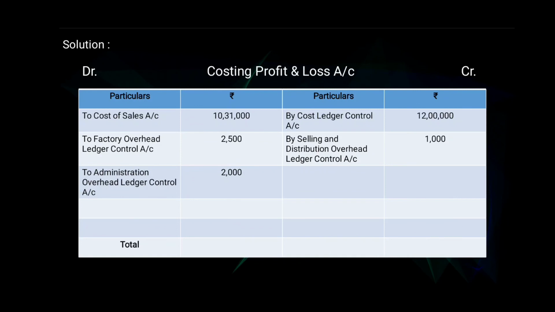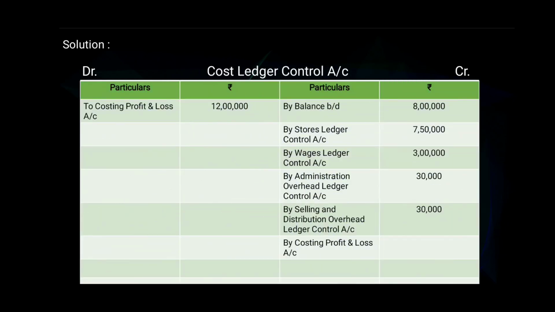So let us take the total of both the side, which is 12,01,000, and the balancing amount which is coming on the debit side will be termed as to net profit, which is 1,65,000. Now the amount of net profit will be transferred to cost ledger control account on the credit side. By costing profit and loss account, amount will be 1,65,000.